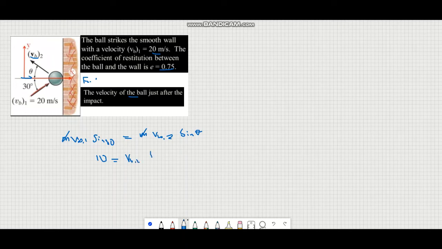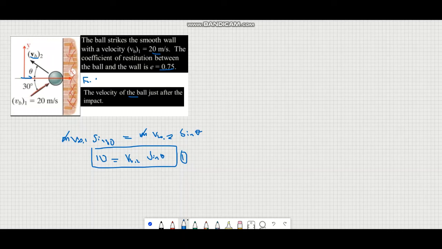VB2 sine theta, where we don't know theta, and we don't know VB2, the final velocity of this particle. So we have two unknowns, but we have one equation. We cannot solve this equation. We need another one, which is in the x direction.